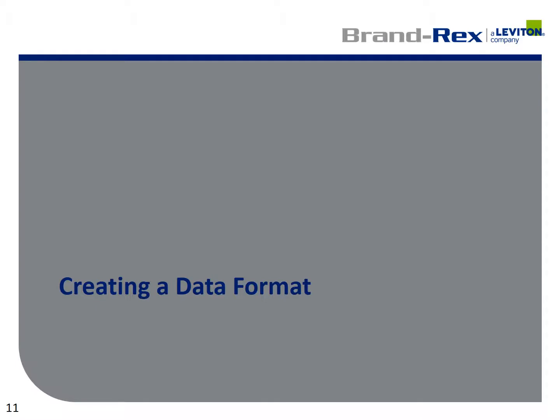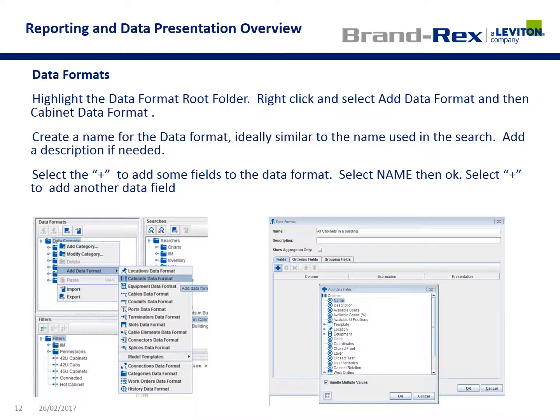Creating a data format. Once the search has been defined, the data format area will help you define what information you can display based on the search. In this example, we will continue with the cabinet for a chosen location. Right-click on the data format root folder, add data format and add cabinet data format as shown in the left-hand image here. Give the data format a name that's easily recognizable, ideally matching the name given to the search in the earlier steps. Then click on the plus to add some fields to the format.